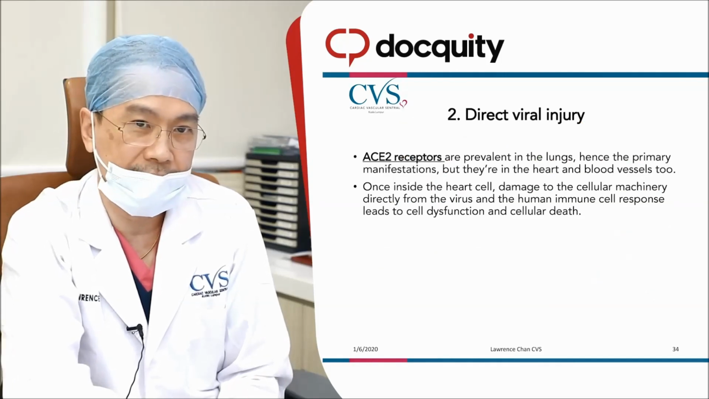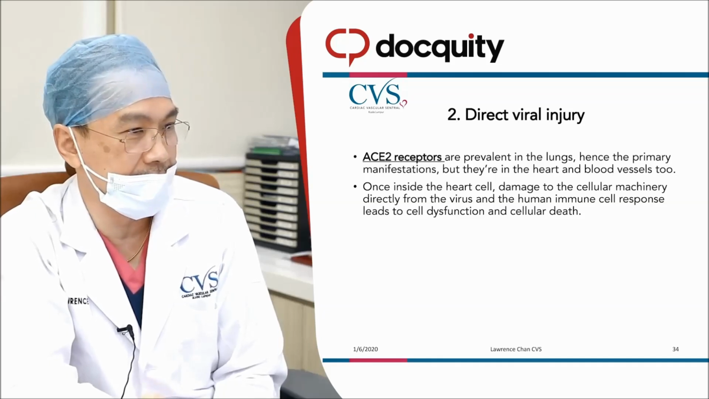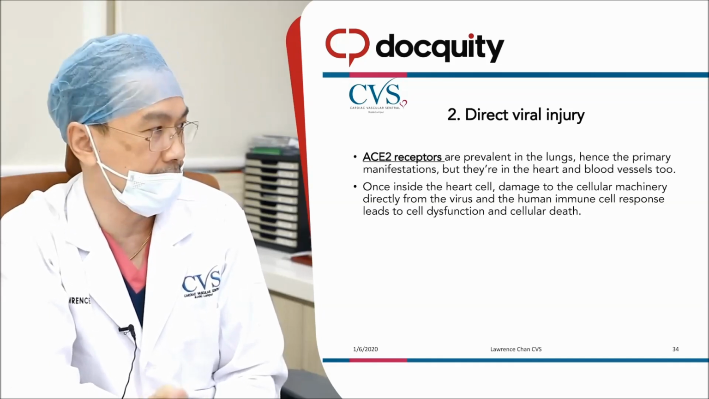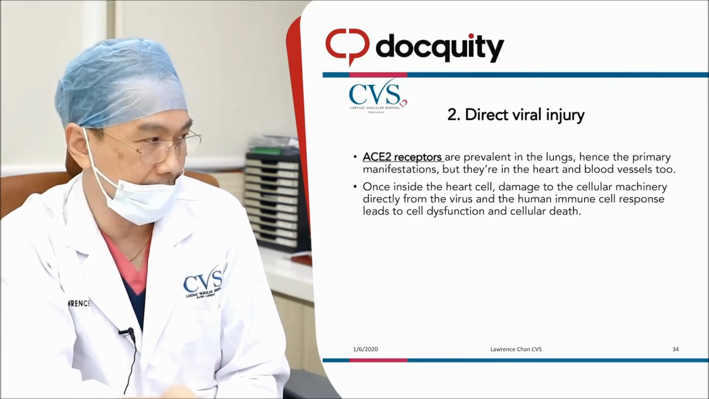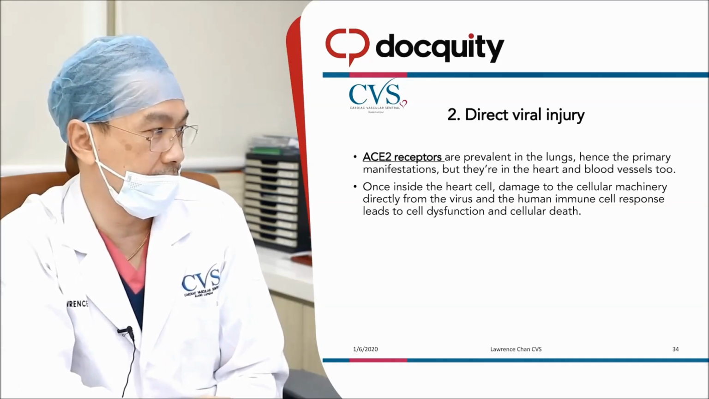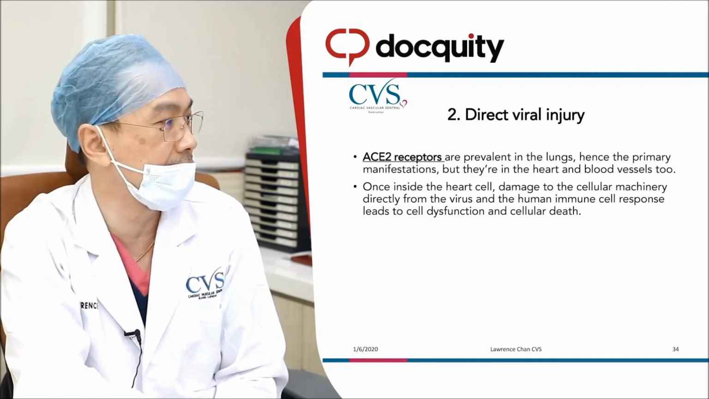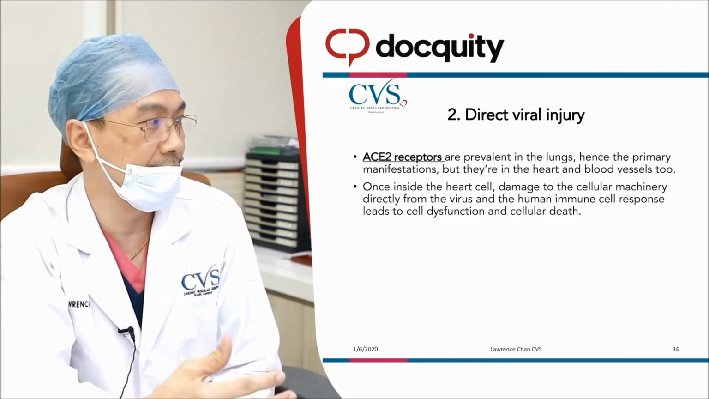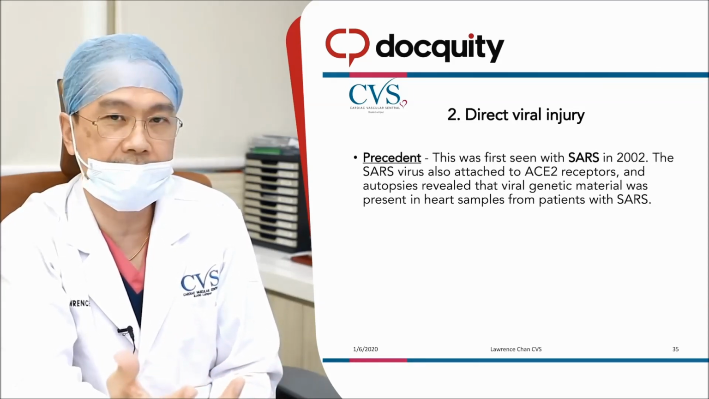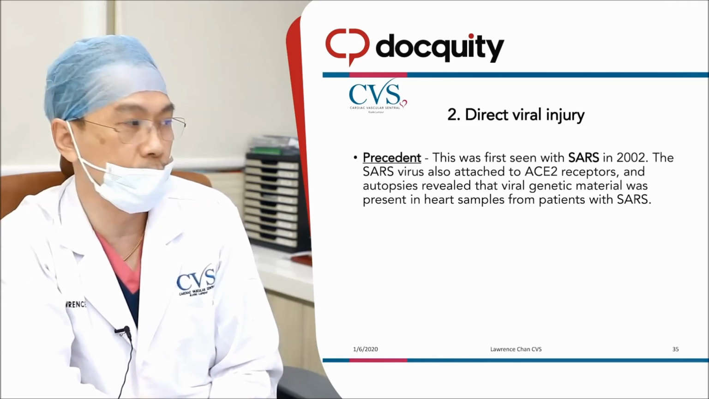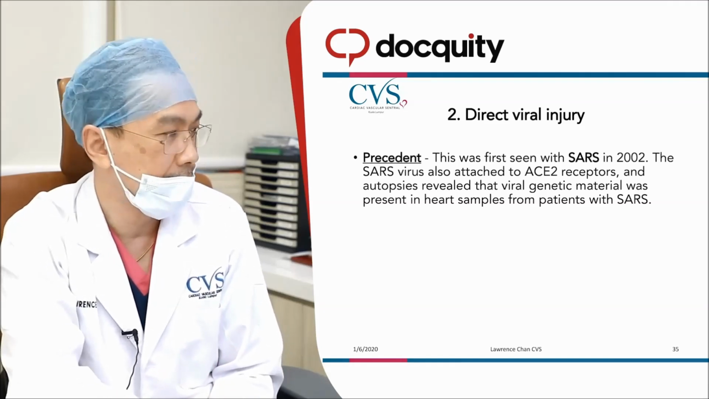The ACE2 receptors are most common in the lungs, hence the primary manifestation of this disease, which is pneumonia. But the ACE2 receptors are also present in the heart and blood vessels. So the virus will get into the heart cell, damage the cellular machinery, and take it over completely, resulting in cell death. Again, I would like to say there's a precedent for viruses affecting heart cells, in this case the SARS virus. In 2002, autopsy showed that viral genetic material was present in heart muscle cells.